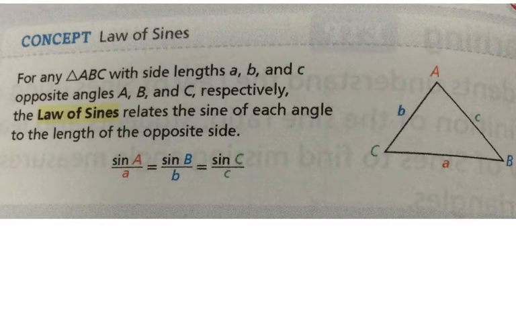Okay, so in the last section, we were looking at three trig functions, which are sine, cosine, and tangent. Remember, sine is the ratio of opposite over hypotenuse. Cosine is the ratio of the adjacent side over the hypotenuse. Tangent is the ratio of opposite over adjacent.